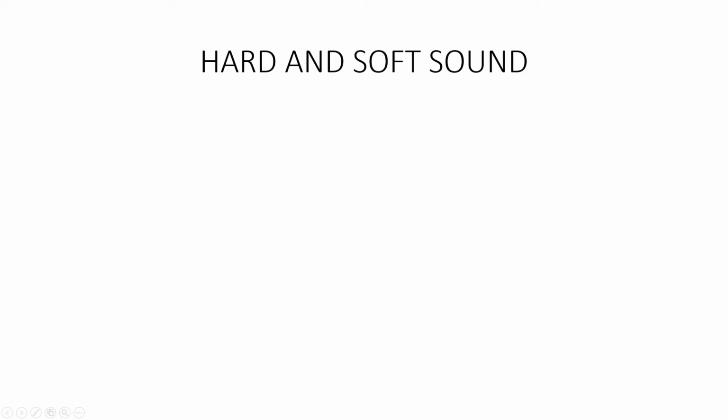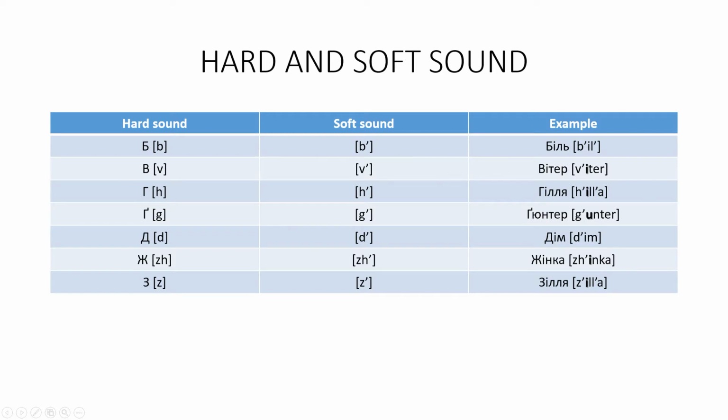First of all, we will start with the differences between the hard and the soft sounds. I will read every single consonant. Yes, these sounds you can meet only in consonants. That's why I will read you every letter of the alphabet in hard and in soft way, and you will try to repeat after me. Okay, so let's start. B, b, b.